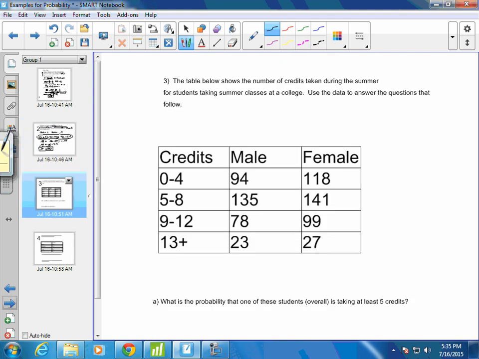Okay, so several of the homework problems that you're going to be looking at involve trying to figure out some probabilities based on tables. So here we have a table that's showing us the number of students, males and females, who are taking certain numbers of credits during a summer semester. And it says, use the data to answer the questions that follow.